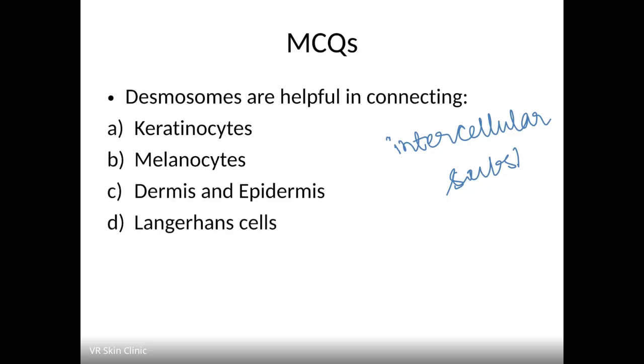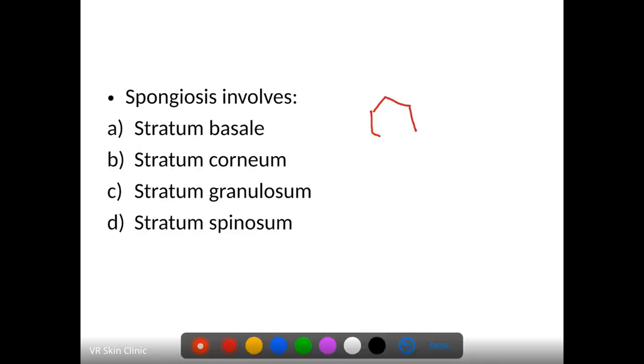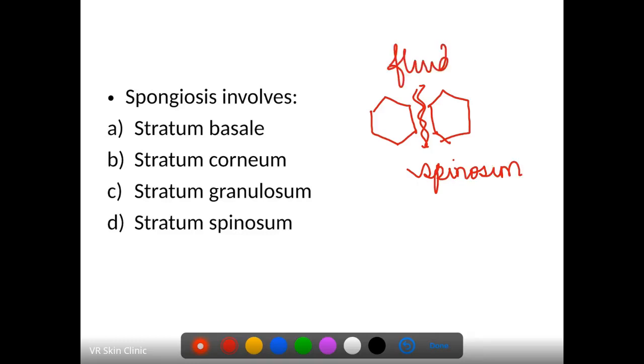Spongiosis. I have told you, when there is a fluid collection between the two keratinocytes in the layer of stratum spinosum, we call it spongiosis, and this involves the layer stratum spinosum. This is the answer.